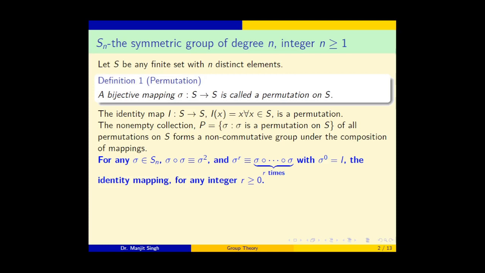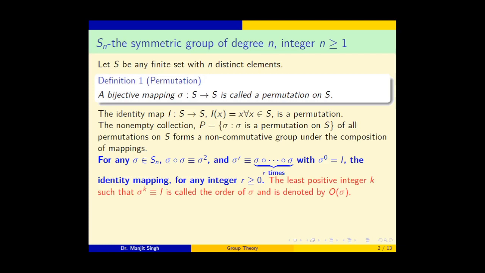If you consider a mapping sigma in this set, we will denote the set by Sn, the symmetric group of degree n. If we take one element sigma in it, then sigma squared denotes the composition of sigma with sigma, and in a similar way we can define sigma^r, taking the r-fold composition of sigma. With this notation, sigma^0 equals I, where I is the identity mapping.